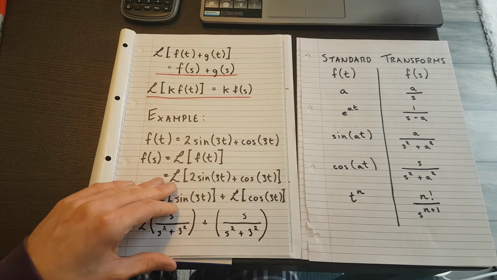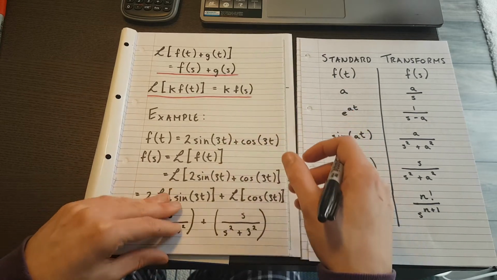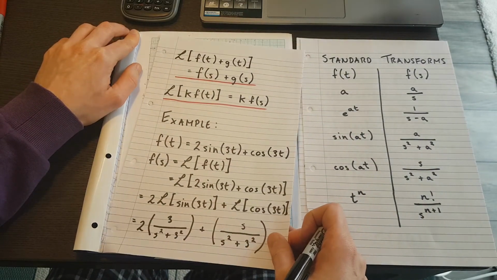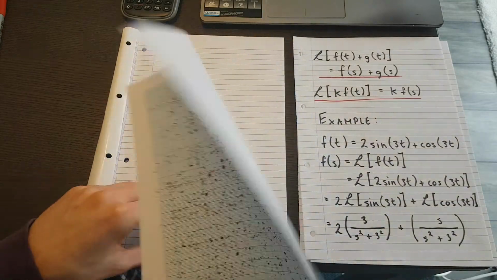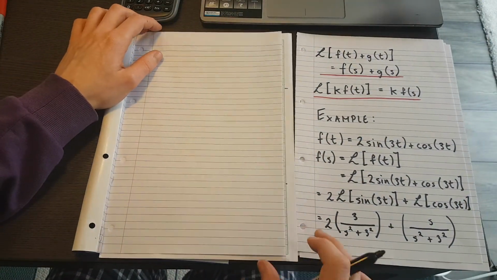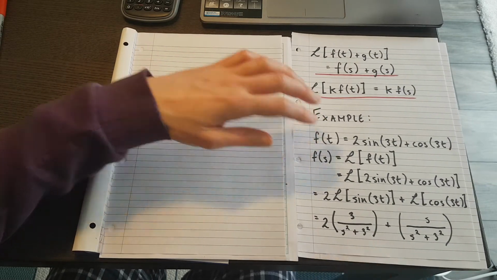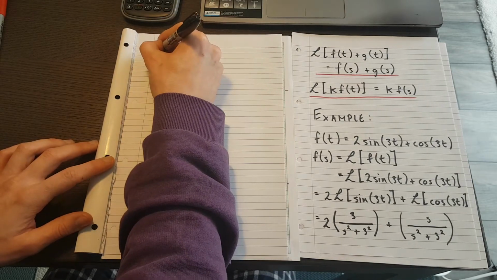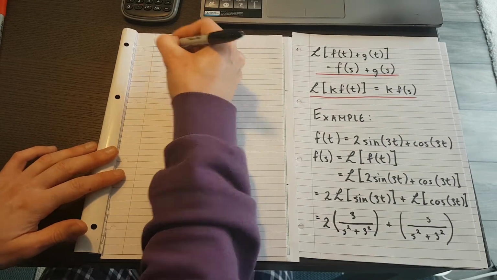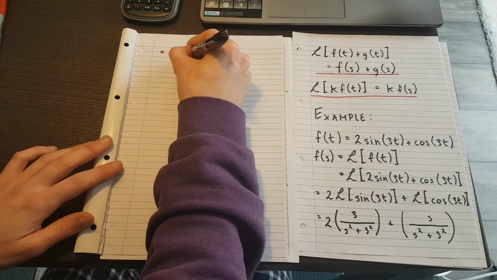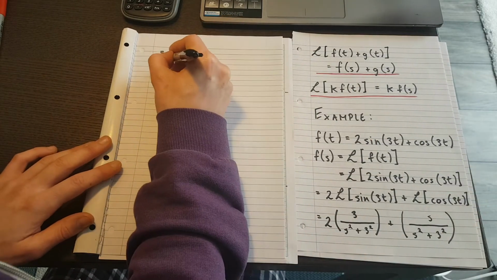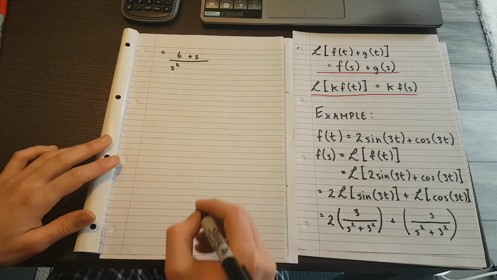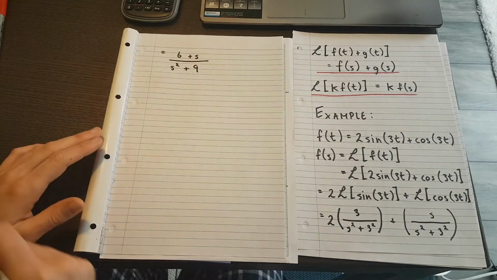And now it's pretty simple for me to finish this. How do I finish this? Well, I just multiply this 2 in, and we can see that I actually have a common denominator here. I have s squared plus 3 squared on the bottom of both. So what do I end up with? I end up with 6 from the first one, 2 times 3 is 6, plus s coming from the second one. On the bottom, I would have an s squared, and I would have a 3 squared, which is 9. So that's my answer.